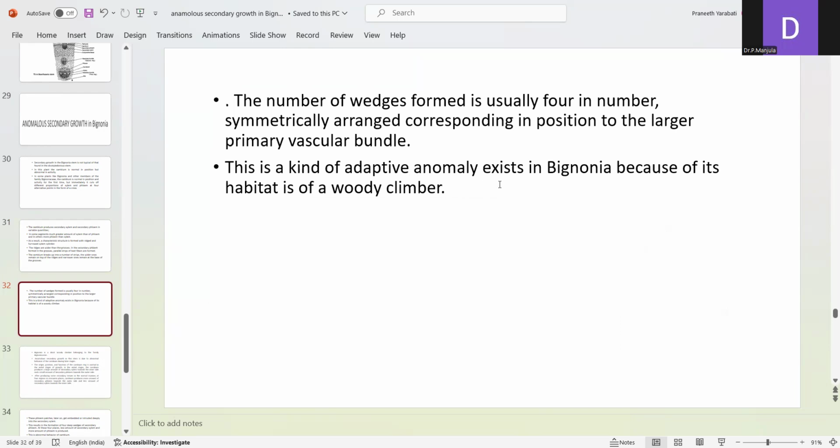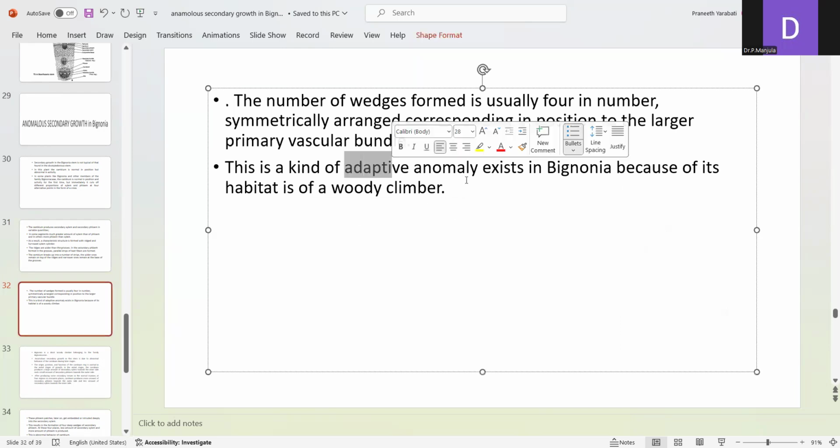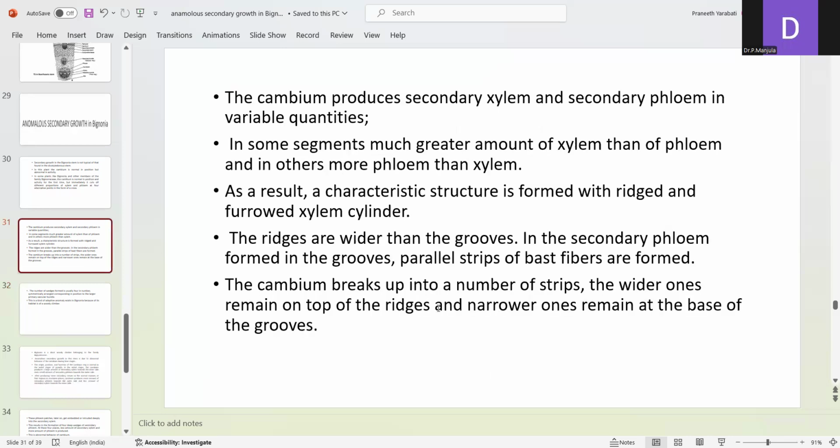This kind of adaptive anomaly exists in Bignonia because its habit is a woody climber. This anomalous secondary growth is useful to the plant because of the sclerenchymatous patches present in the furrow region. Since Bignonia is a woody climber, in heavy winds, due to the presence of this sclerenchyma, the plant can escape from breakage.